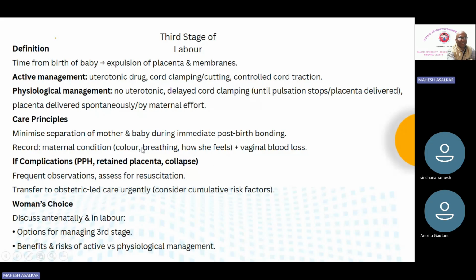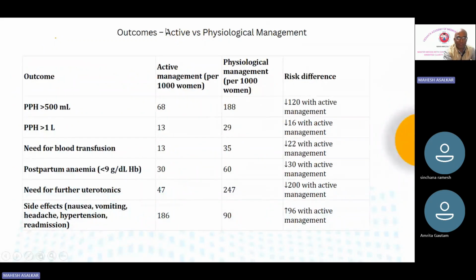Record maternal condition: color, breathing, how she feels. Vaginal blood loss is to be noted. If complications such as PPH, retained placenta, or collapse occur, do frequent observations, assess for resuscitation, and transfer to obstetric-led care urgently. Woman's choice: discuss antenatally and in labor. Options for managing the third stage should also be discussed beforehand, what kind she wants, the active management or the physiological management. Okay. And the benefits and risks of active and physiological management need to be discussed. Okay. And there are questions on this most of the time.